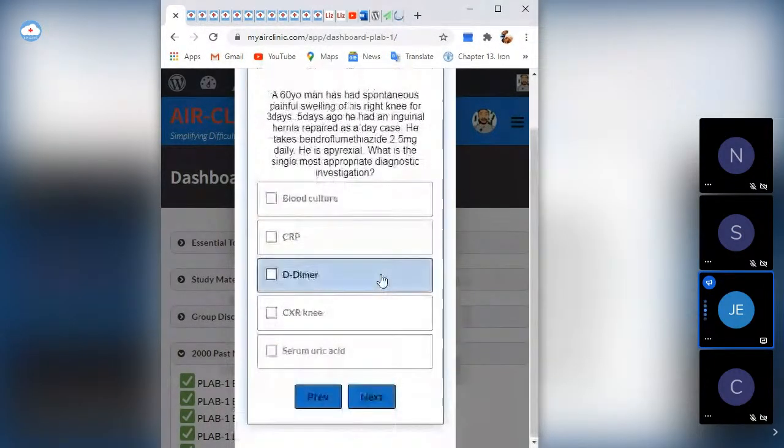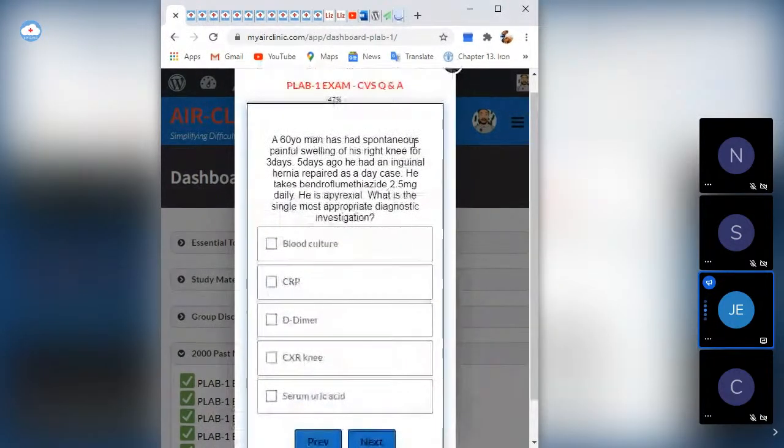Finally, we're in 47%. A 60-year-old man has had spontaneous painful swelling of his right knee for 3 days. 5 days ago, he had an inguinal hernia repaired as a day case. He takes bendroflumethiazide 2.5 milligram daily.